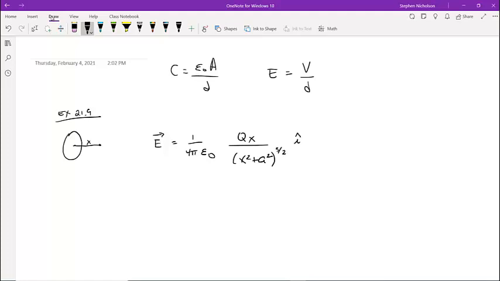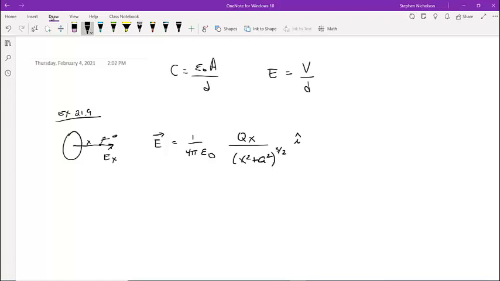Because of symmetry, there is no electric field in this direction. So this one's equal to 0, the total electric field. There's only an x component of the electric field, and that's reflected in the fact that I just have an i vector.